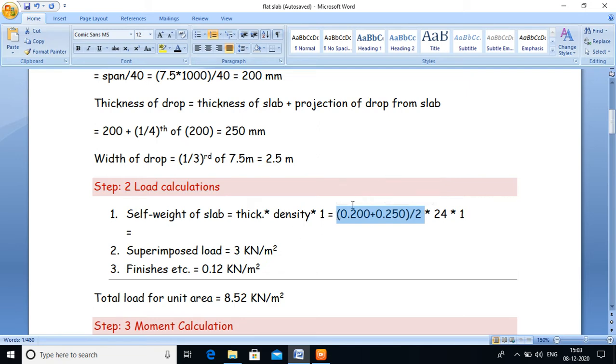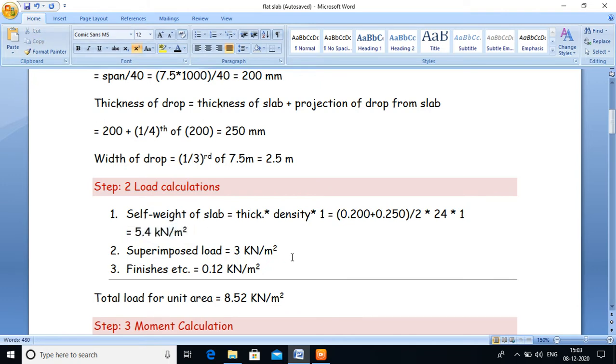So why do I use this average? Because here we have two thicknesses: one is the thickness of the slab and another is the thickness of the drop. So here I have taken the average thickness, that is nothing but the average of the thickness of slab plus thickness of drop. So that's why (0.2 plus 0.25) divided by 2, this is nothing but the average thickness. Okay, and when we do this calculation, we get the self weight of slab as 5.4 kilonewton per meter square.